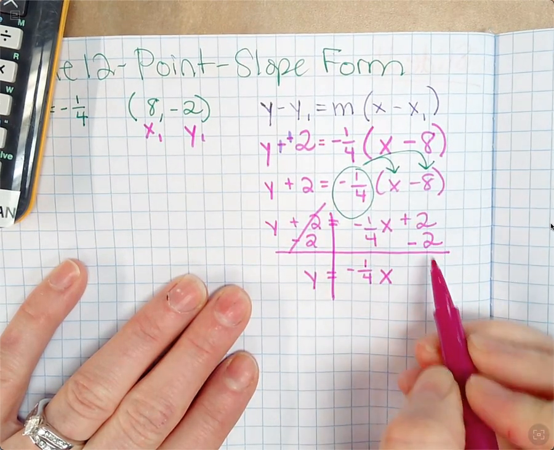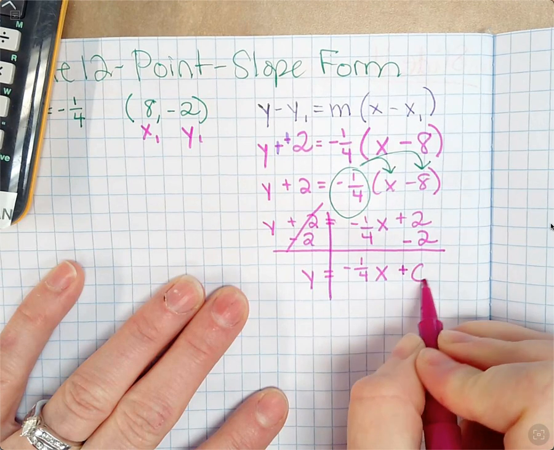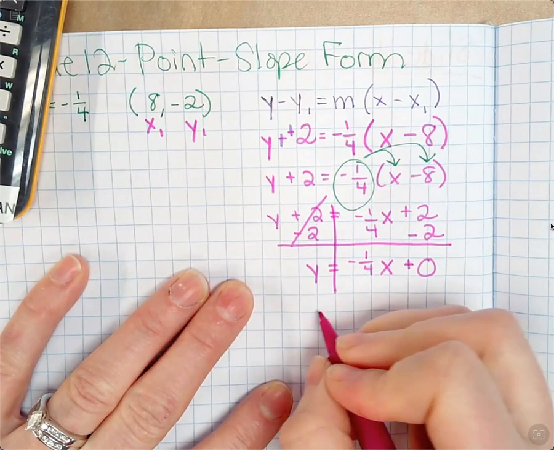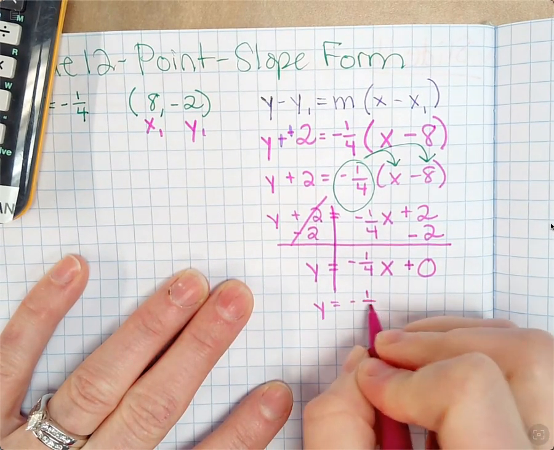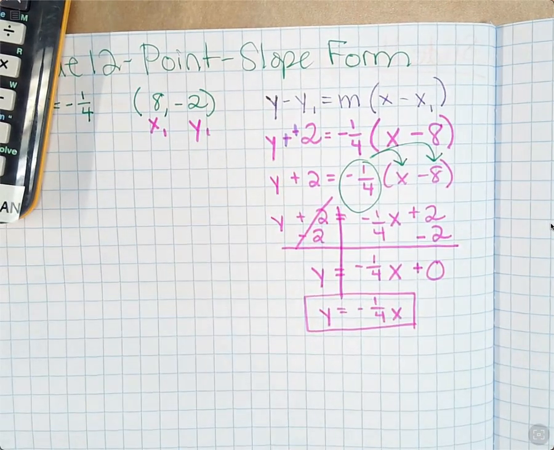And then positive 2 minus 2, what happens there? We get a 0. So our final answer is y equals negative 1/4 x, because we don't need that plus 0.